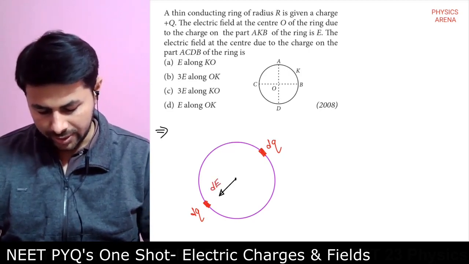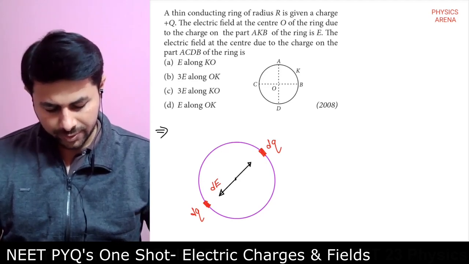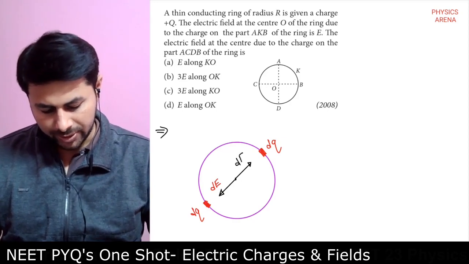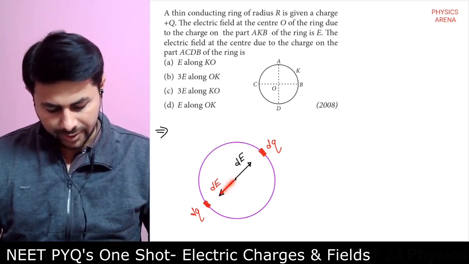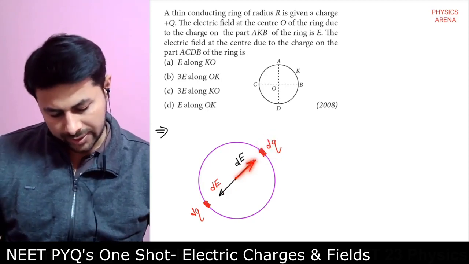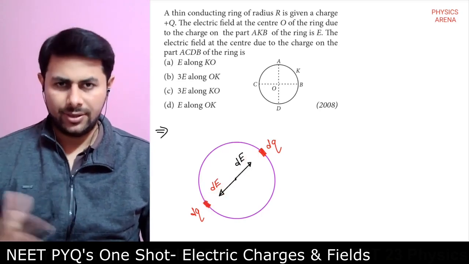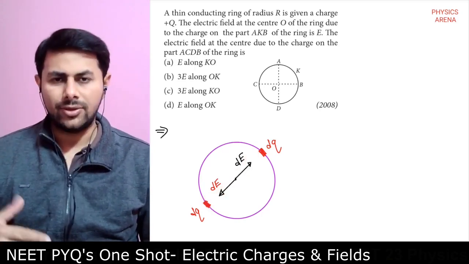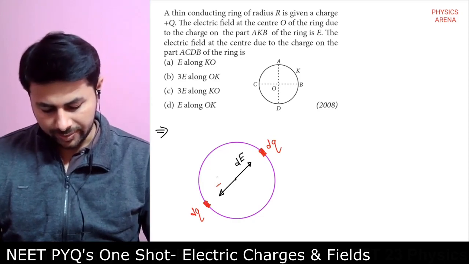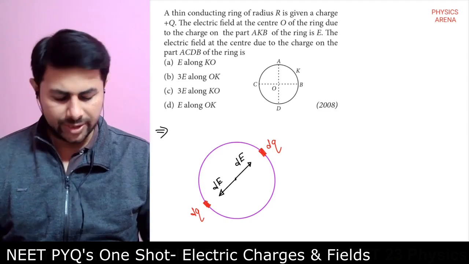The electric field due to the other one will also be equal to dE. They will have the same magnitude, but they will be opposite in direction. This is the electric field due to this length element. This one is the electric field due to this length element. It is radially outwards, right? So these two electric fields will cancel out each other. Okay, so the net electric field would be 0, right? Net electric field would be 0.